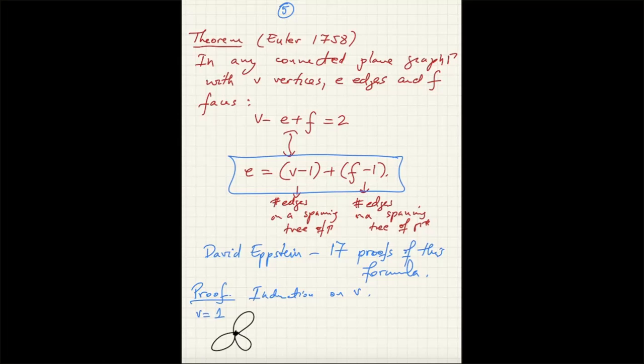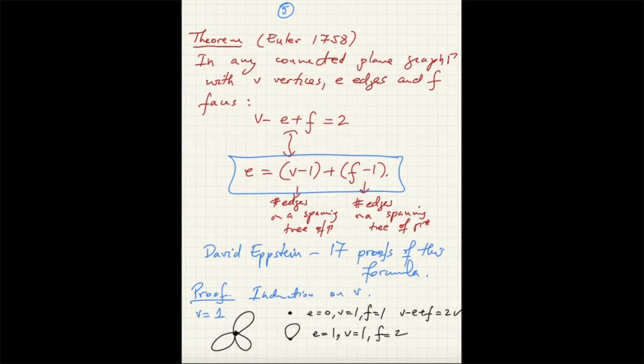So you could have the graph being just one single vertex, in which case E is 0, V is 1, and F is 1, and V minus E plus F equals 2, so that's true. Now, whenever we add a loop, what happens? The number of edges goes up by 1, the number of vertices stays the same, and the number of faces goes up by 1, becomes 2, okay?